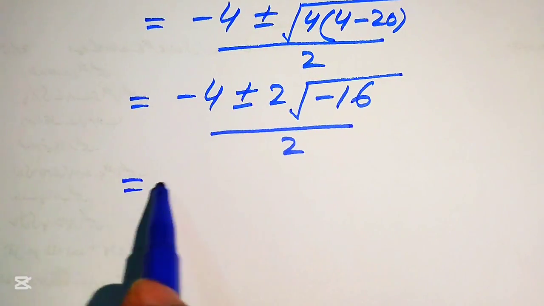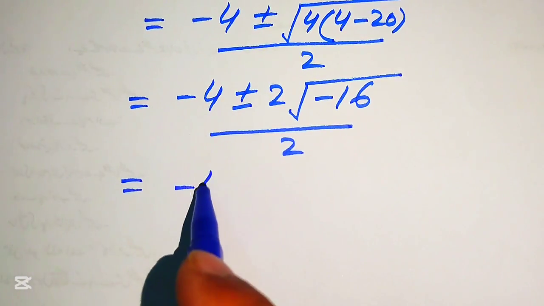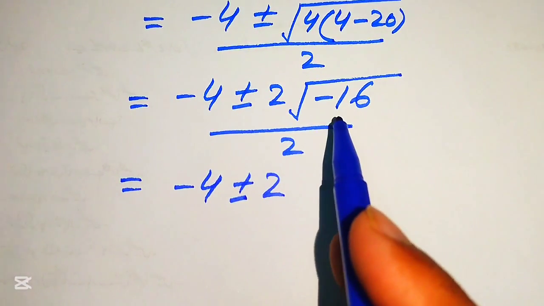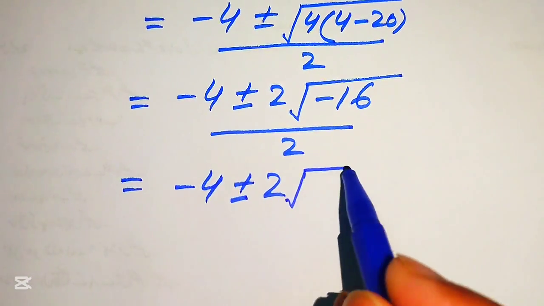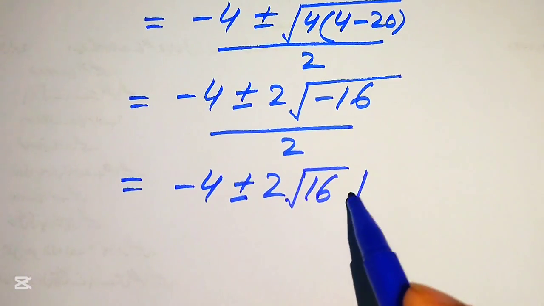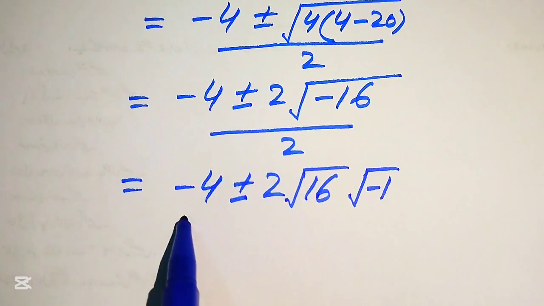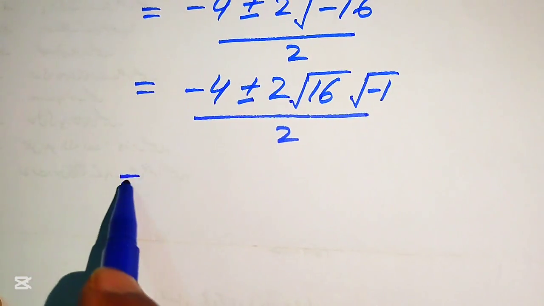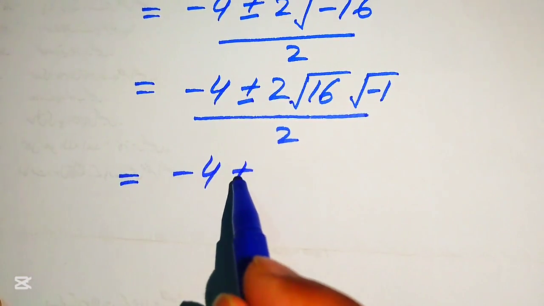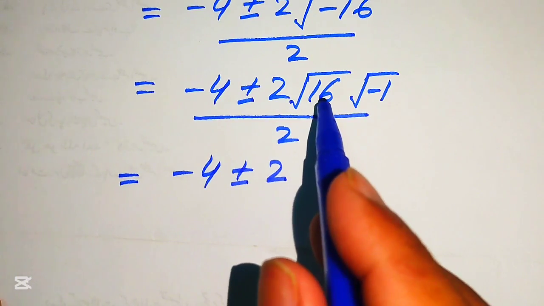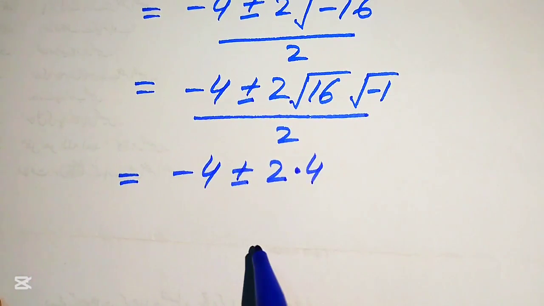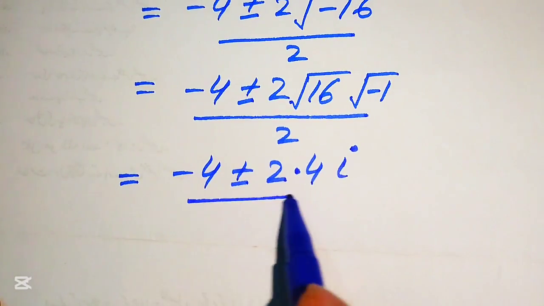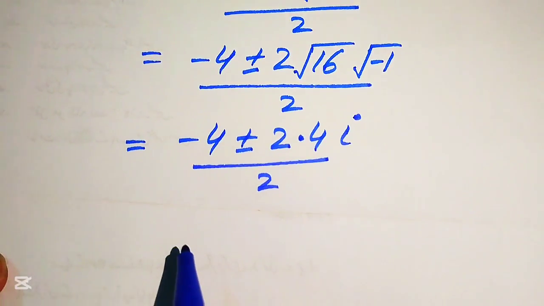So here we will focus on this square root term, and it will be written as minus 4 plus minus 2 times, here we can apply the square root separately on both of these values, the square root of 16 into square root of minus 1, divided by 2. Further, this is minus 4 plus minus 2 times square root of 16 equals 4, and we know that square root of minus 1 equals iota, and it is divided by 2.